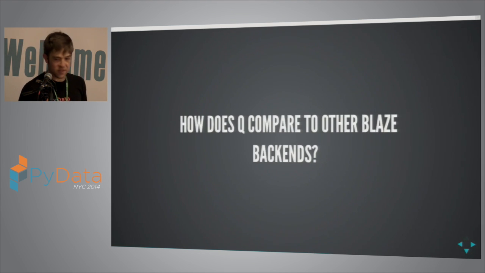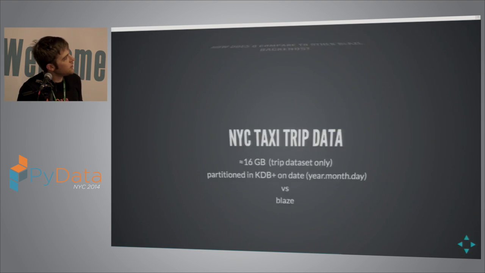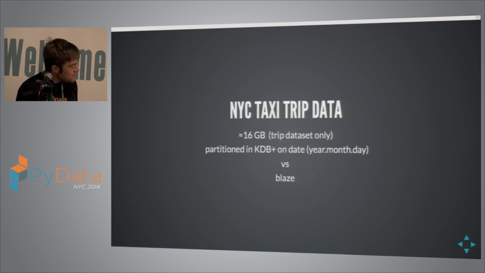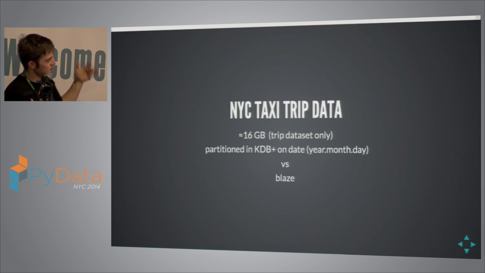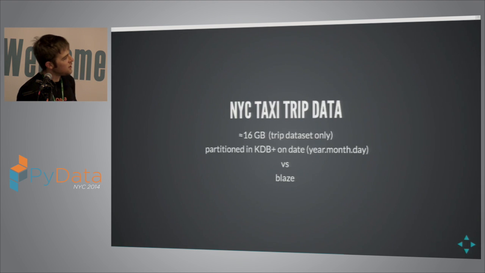All right, so how does Q compare to other Blaze backends? Well, let's check it out. So I took the New York City taxi trip data set. It's about 16 gigs, and I partitioned it on KDB, which is you take the data set, you get all the unique values in a particular column, and then you shove the subset of columns on that particular value into a bunch of directories. Okay. And then for Blaze, we're using a combination of bcolz, multiprocessing, and pandas, and I'll show you some numbers.